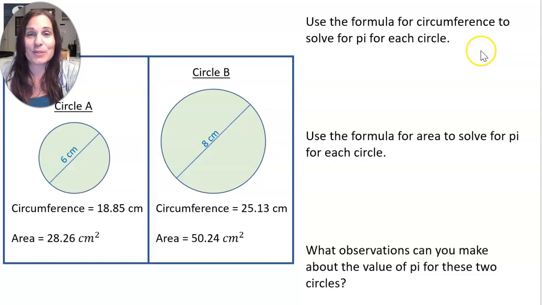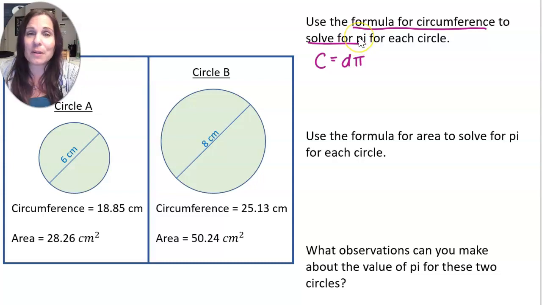All right, let's get to those solutions for questions 3 and 4. So for this one, we're given two different size circles, and it says use the formula for circumference to solve for pi. Let's see what that means. So the formula for circumference is C equals d pi, right?